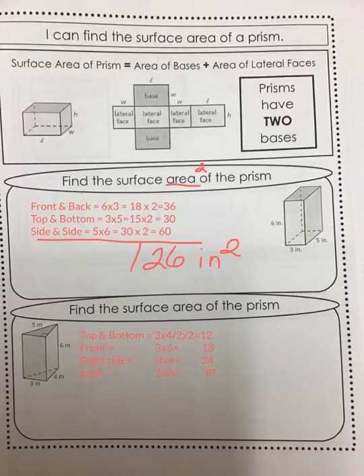Then I'm going to add these together. Therefore, when I add them together, I get 84 meters squared. And don't forget to label it in square units.